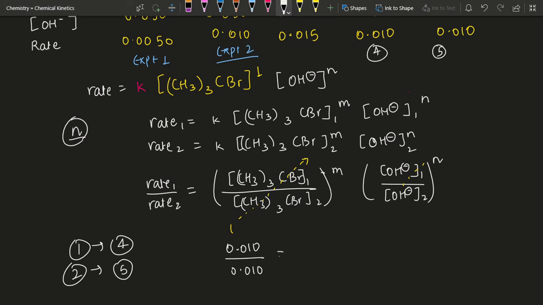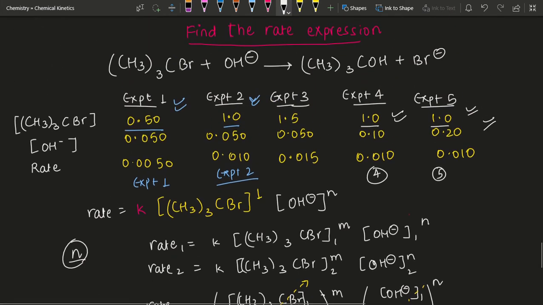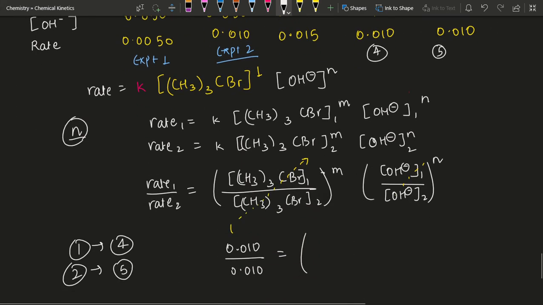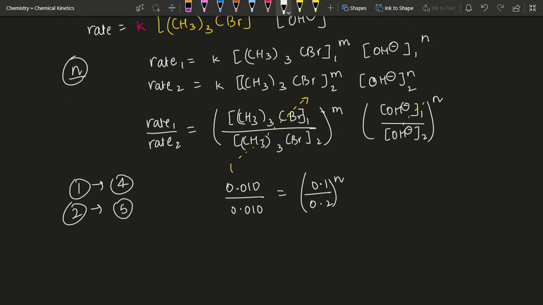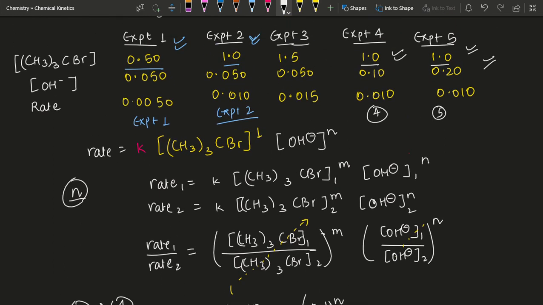And that is equal to, now you have the OH. Now, in the hydroxide, you have for experiment 1, 0.1, and for experiment 2, it's 0.20. So 0.1 over 0.2 to the power n. Now, if you solve this, this is equal to 1, and this is equal to 1 over 2. And the only way this can happen is if n equals 0. The only way the power of a number is equal to 1 is if the power itself is equal to 0. So now what you have proven is that m is equal to 1 and n is equal to 0.